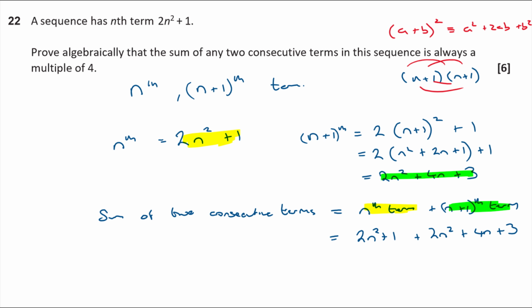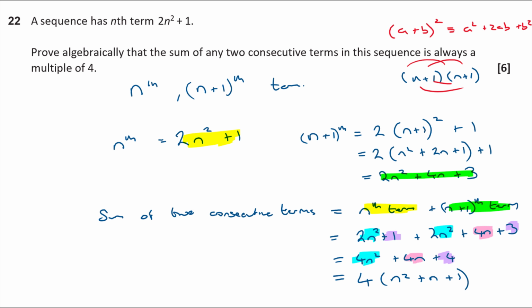Okay? So then collecting like terms, I've got 2n squared and 2n squared. That's going to give me 4n squared. I've got a single term in n there. And then I've got a 1 and a 3, which adds up to 4. Okay, so that's how they collect together. Now notice each one of these terms has got a 4 in it. So that means I can factorize the 4 out then, can't I? I can say then that's equal to 4 lots of (n squared plus n plus 1).